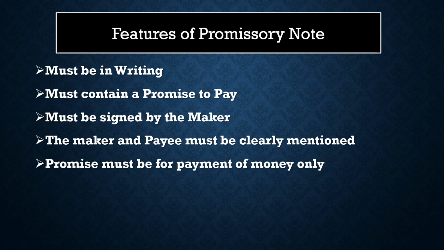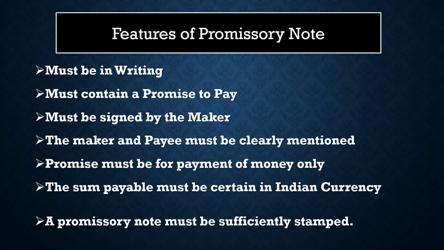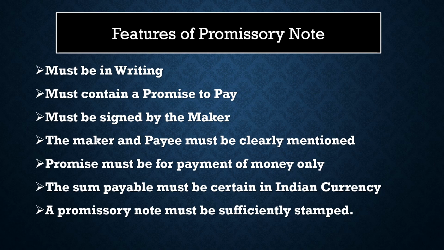He cannot write that I will give these goods, I will give this much of goods. He cannot write that. A promissory note can be given only for payment of money. The sum must be clearly mentioned in Indian currency. It should not be mentioned in dollars or any other currency. So it should also have a stamp.